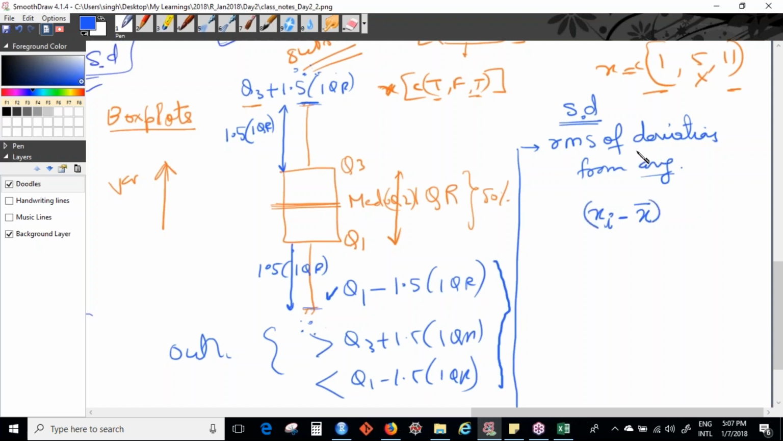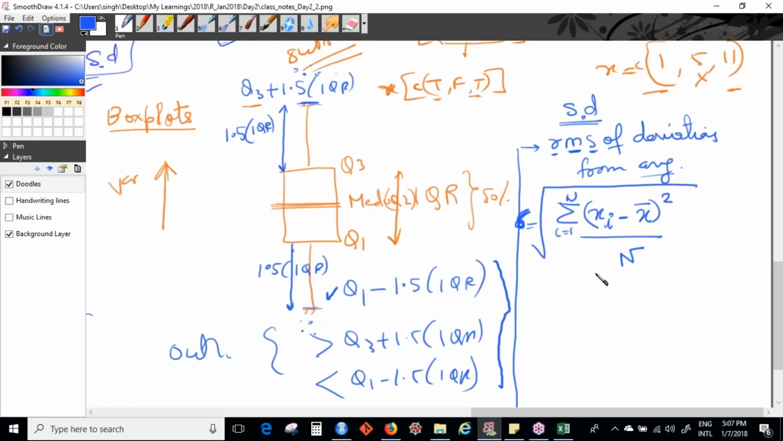So that you will get from this subtraction. Then the definition says you square it. Okay, so I will square it. Then it says you take the mean. So I will take the mean. And then it says you take the square root. So you take the square root. And this will be a summation here. So 1 to n. So this is the formula of your sigma or standard deviation.